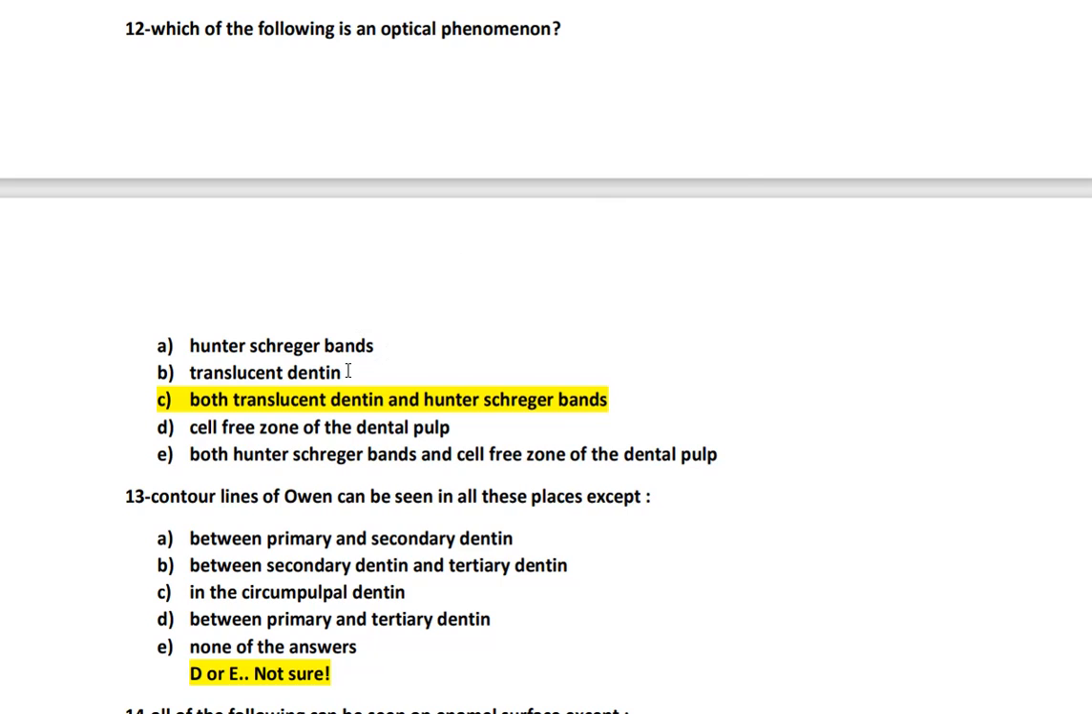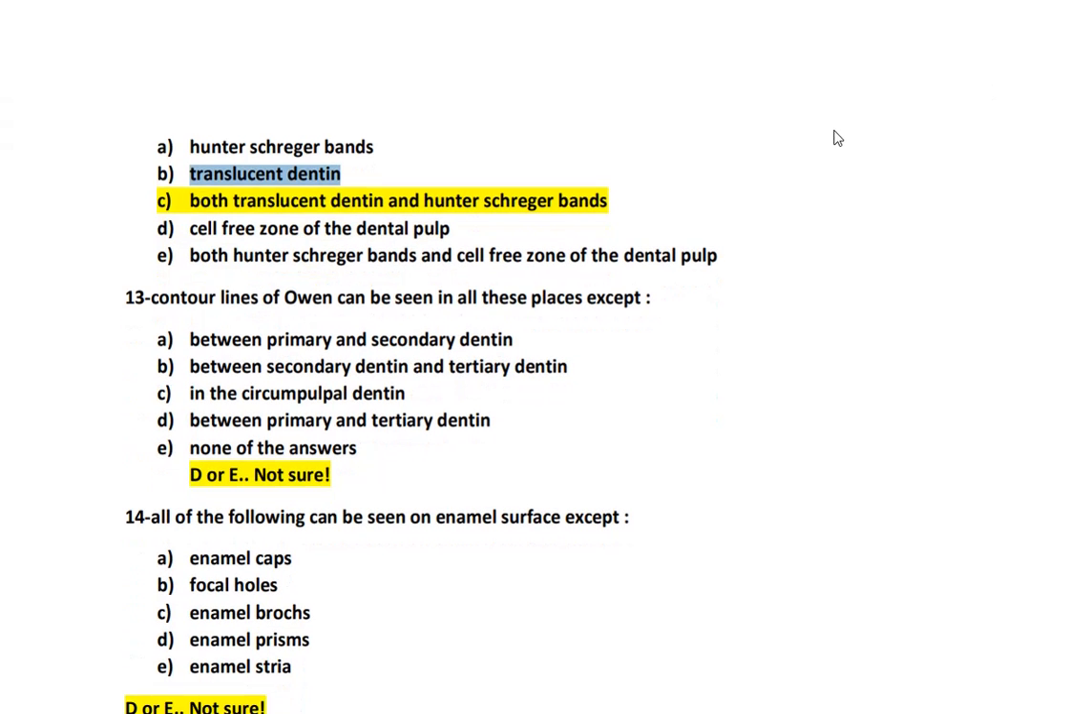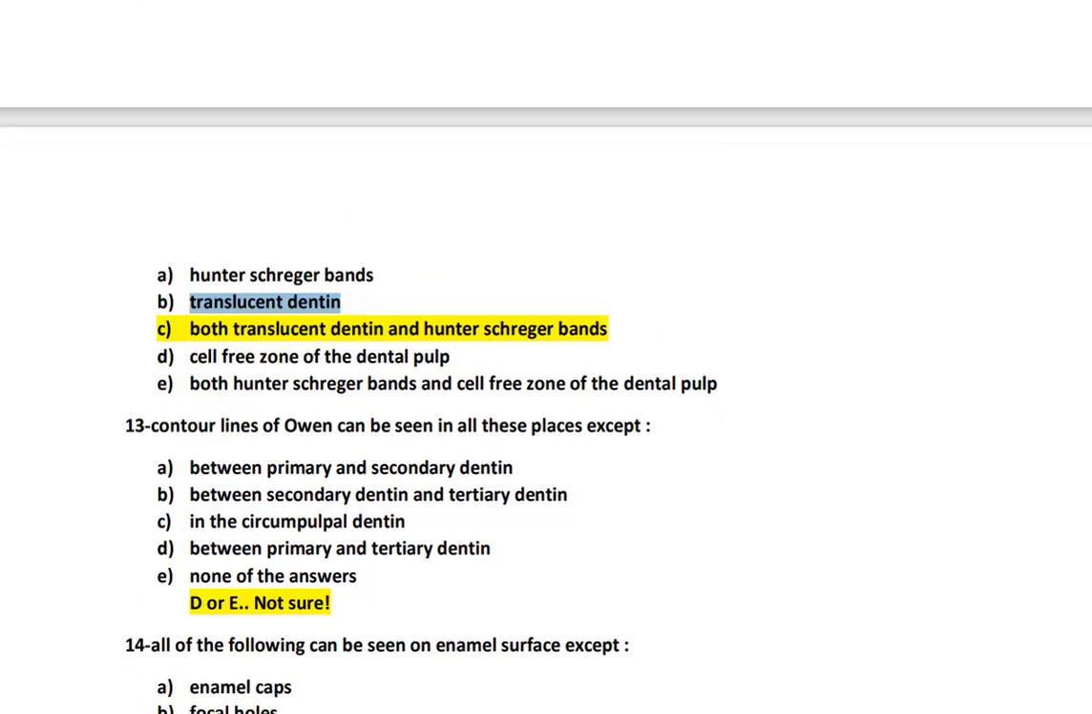Translucent dentin no لأن translucent dentin هو عبارة عن physiological phenomena اللي بصير عندي إنه الdentinal tubules will be occluded بتسكروا تماما بالperitubular dentin تمام. Cell free zone of the pulp يعني هاي زي ما حكينا إنه يمكن تكون عبارة عن artifact okay histological artifact بس no it's not a optical phenomenon.